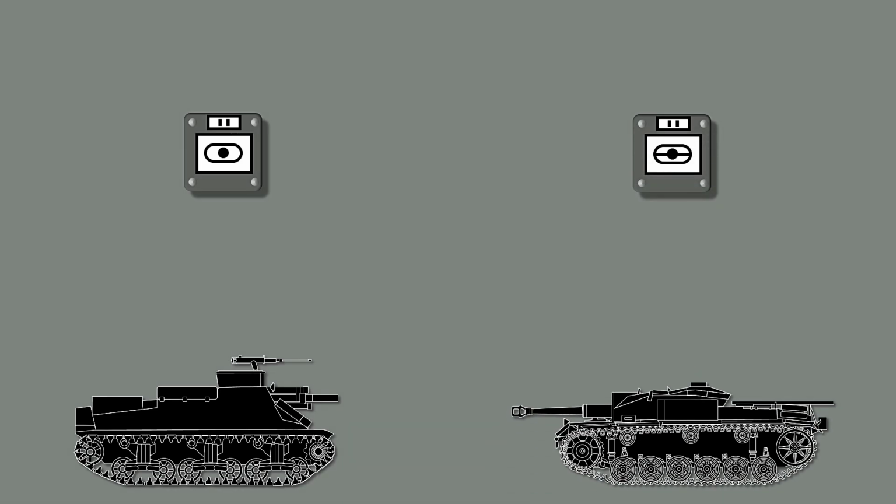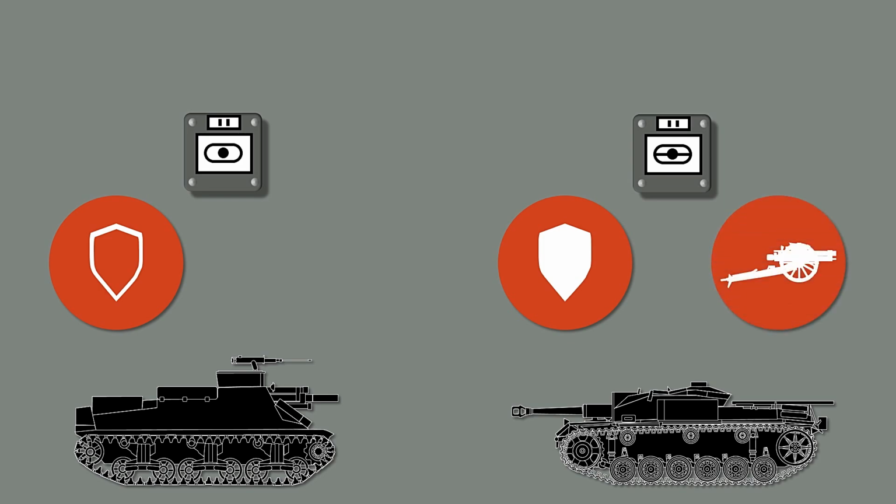Now the difference between self-propelled artillery and assault guns is that the latter put a stronger emphasis on armor protection and they're usually well armored and enclosed, whereas self-propelled artillery is usually weakly armored and not enclosed. They're also used differently. Assault guns operate directly on the front in direct fire missions, whereas self-propelled artillery operates behind the lines in indirect fire missions.